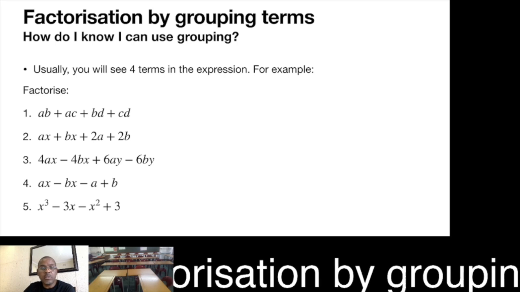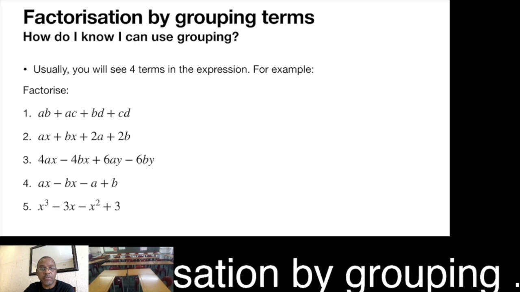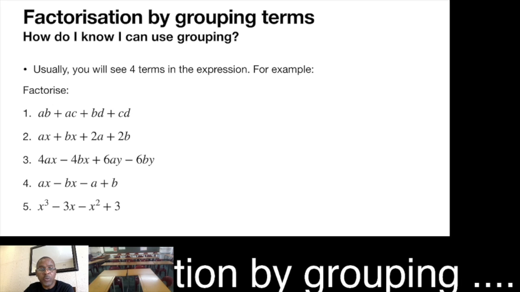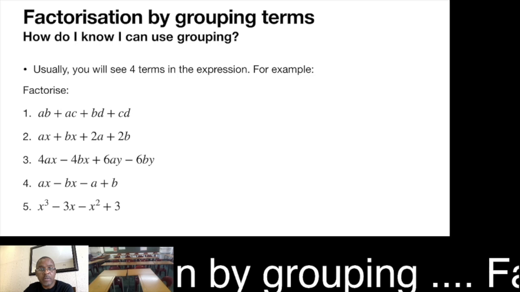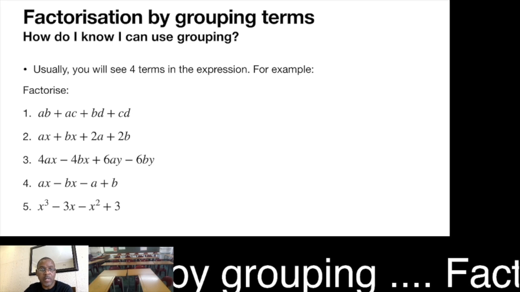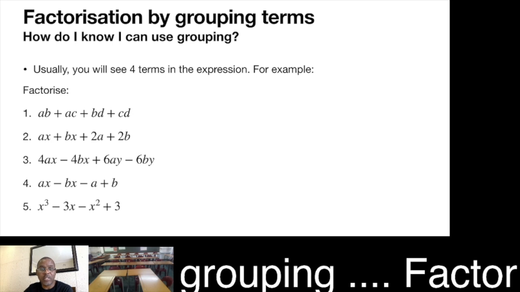This method is normally applicable when you see 4 terms in your expression. Like if you look at those 5 examples there, all of them have 4 terms. So whenever you see 4 terms in the expression, you know you are most likely to use factorization by grouping. Let's go through those examples together.